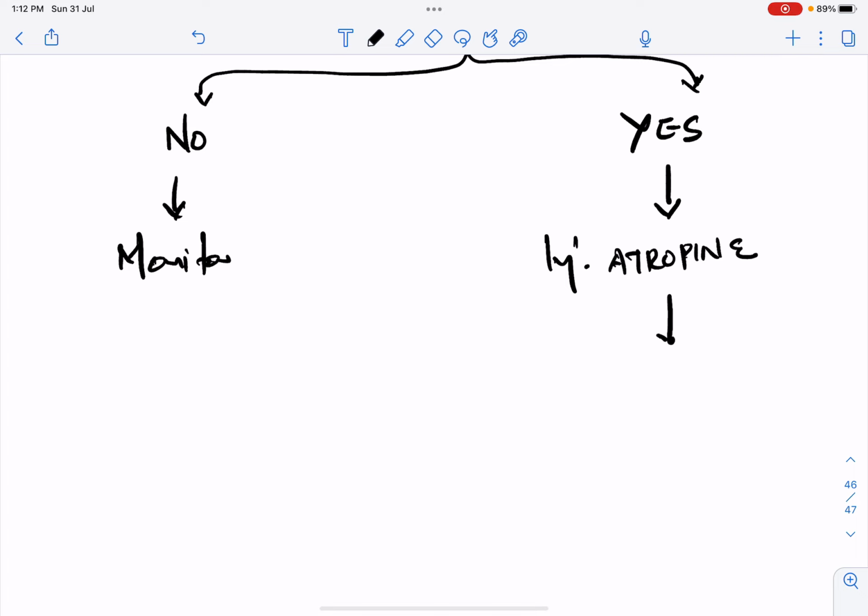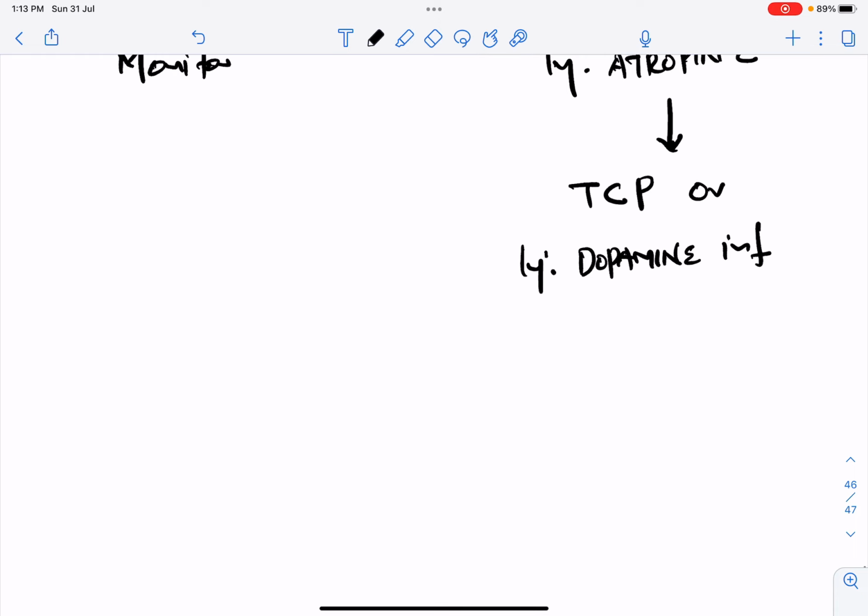But if the bradyarrhythmia has not subsided with the maximum dose of atropine, then we can go for either transcutaneous pacing, or injection dopamine infusion, or injection epinephrine infusion. These are the next treatment options.